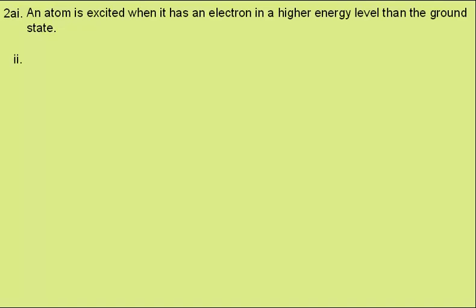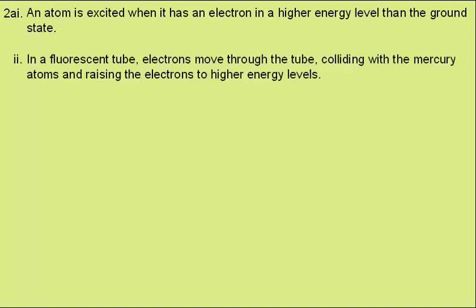In part 2, we need to describe the process by which mercury atoms become excited. Well, in a fluorescent tube, electrons move through the tube, they collide with the mercury atoms and raise the electrons to higher energy levels.